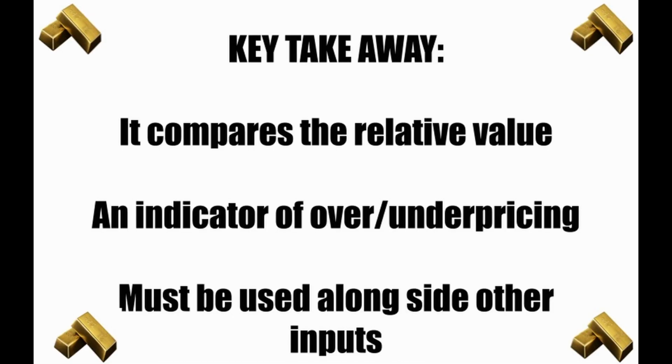So the key takeaways here are that it compares the relative value of the price of gold and silver, and therefore is used as an indicator as to whether one of them is either overpriced or underpriced, and then you can use this to aid your investment decision.